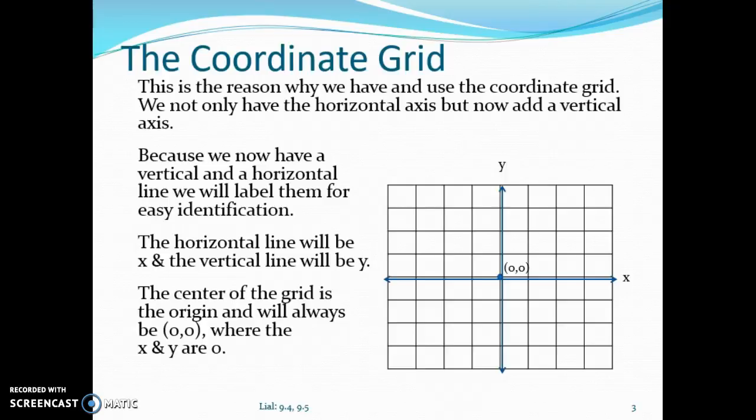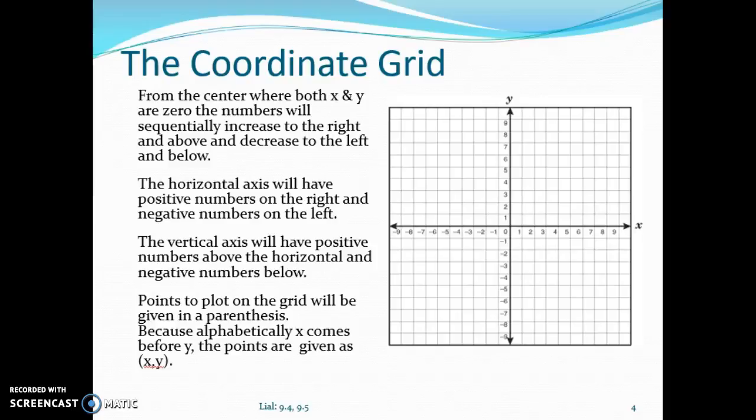So there is what we call the coordinate grid, or the coordinate plane. We have an x and a y axis, which are the horizontal and the vertical axis. The x-axis is the horizontal axis, it runs left to right. The y-axis is the vertical axis, it goes up and down. We call the center of this grid the origin. That is that point 0, 0, right there in the middle.